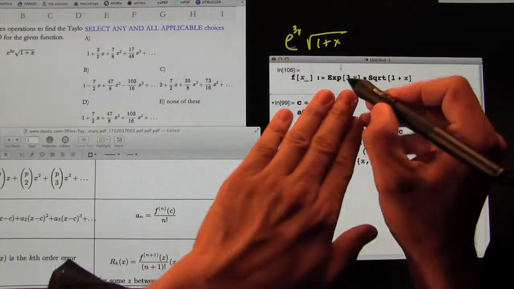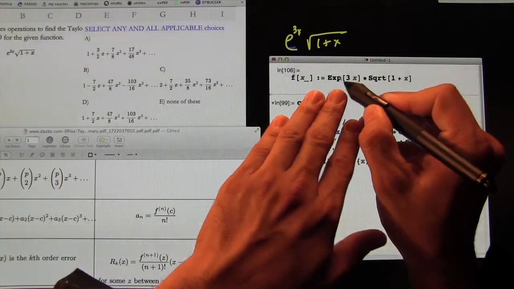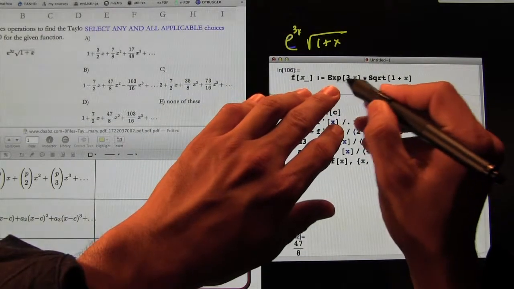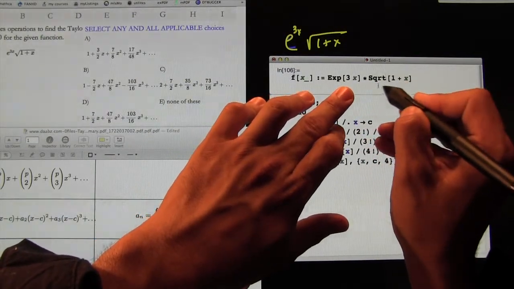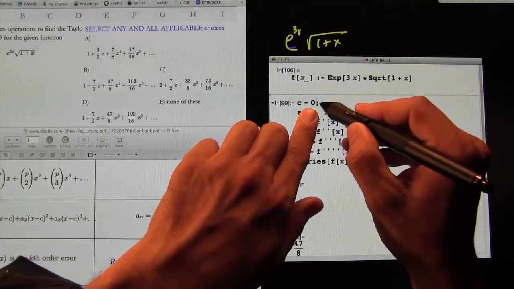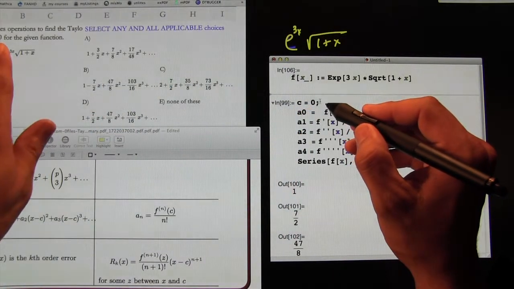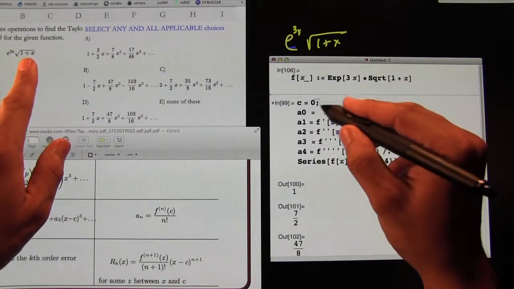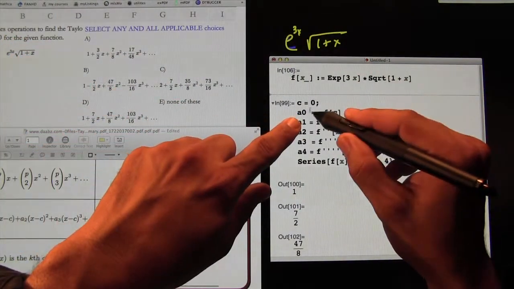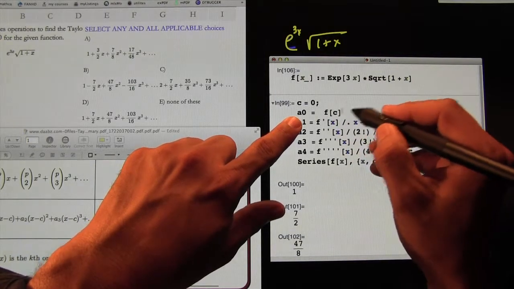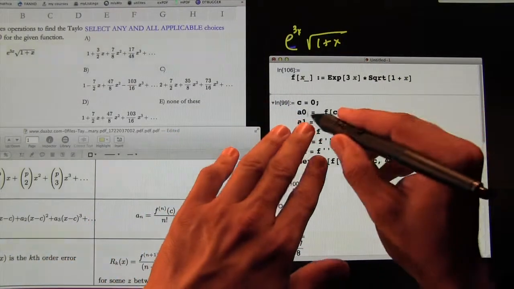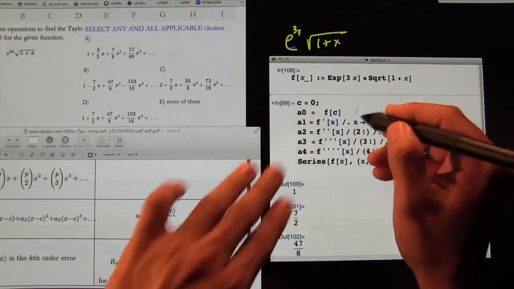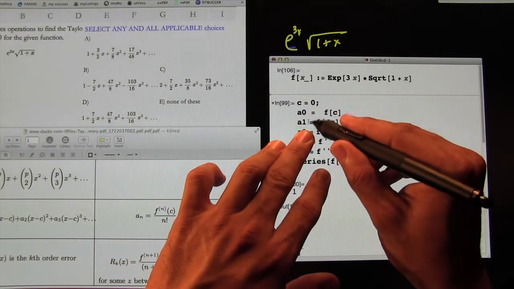So I put in there the function f of x is equal to, this is a fancy way of saying, e to the 3x times the square root of that. That's the function, right? And my point where I'm calculating, according to the problem here, is x equals 0. That's where we're starting our expansion. The first coefficient of the polynomial would be just the function evaluated at 0. So I put f of c, because c is equal to 0. And that's my constant term.